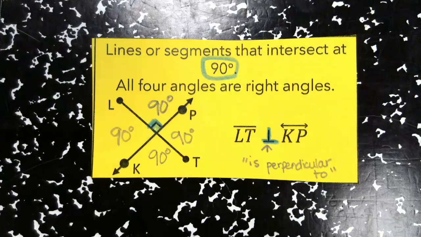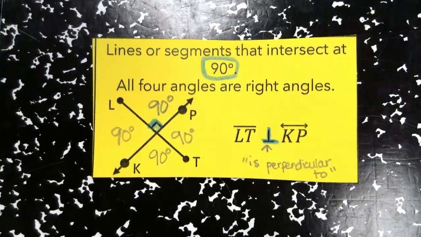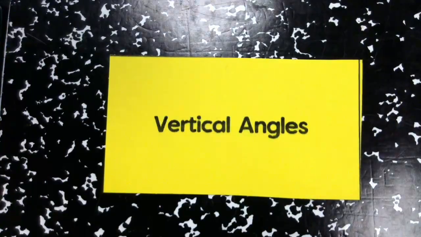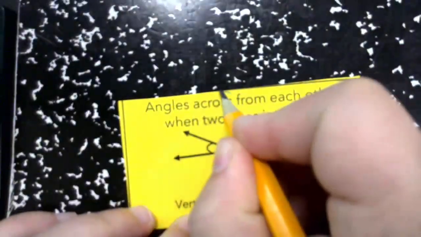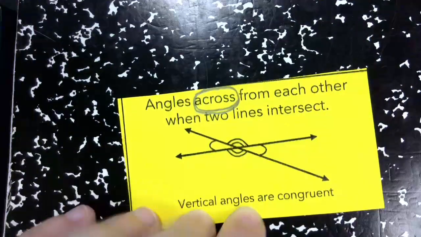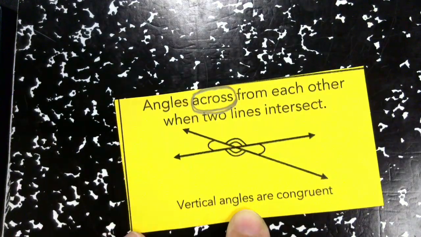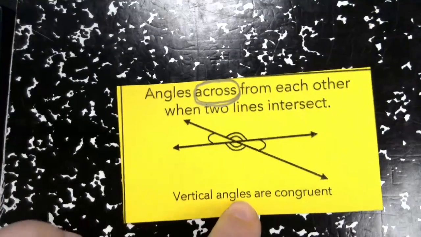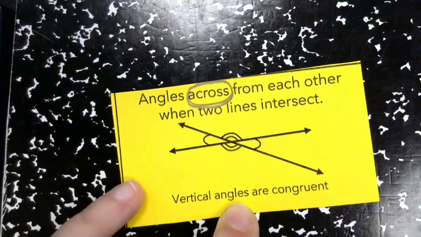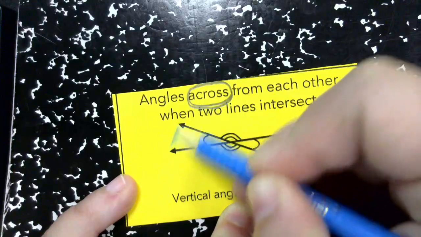All right, last one. This one would arguably be the most important today: vertical angles. This one is going to be new for you. And a really important one. We're going to use it a lot in the second part of chapter 2. Vertical angles are angles that are across from each other. So that word across is really important. When two lines intersect. Okay, so as we look at this one, we could look at this one kind of on this left side.